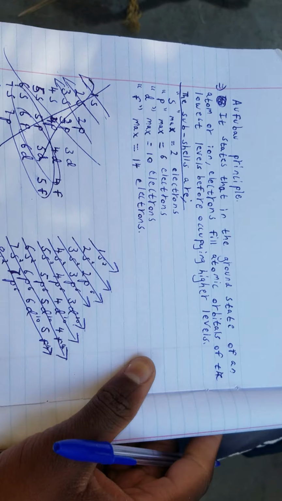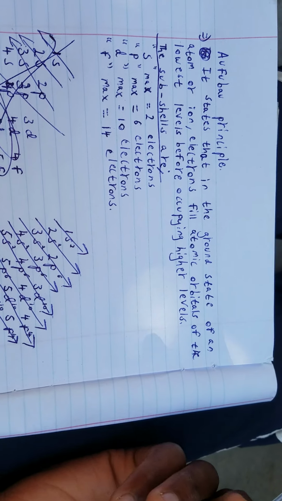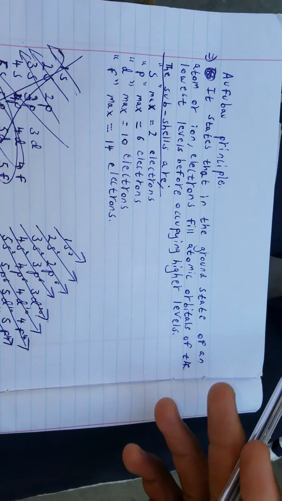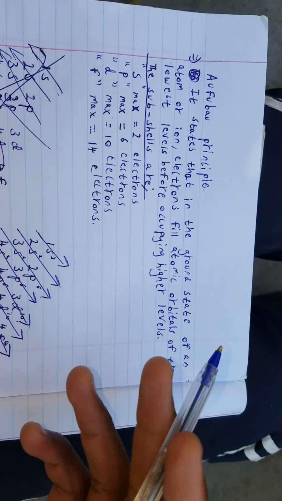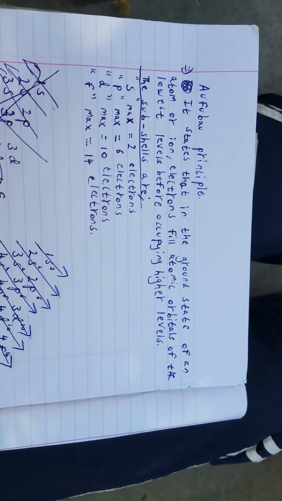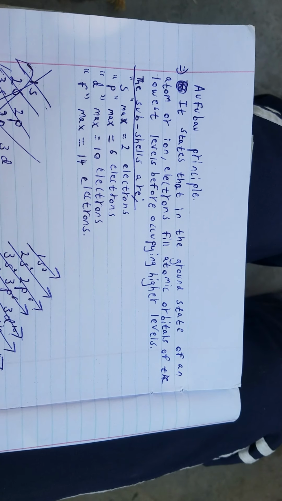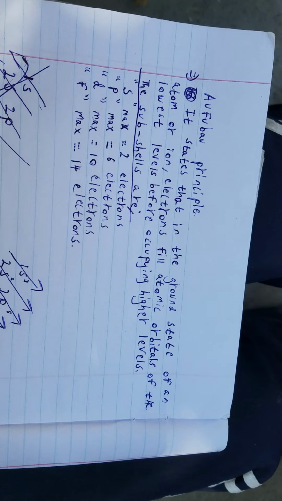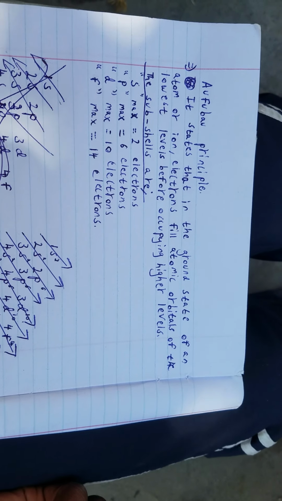Let's say, for example, the first shell only has 1 subshell. The second shell has 2 subshells. The third shell has 3 subshells. It will make sense when we try an example, but if I'm just talking, it's confusing.